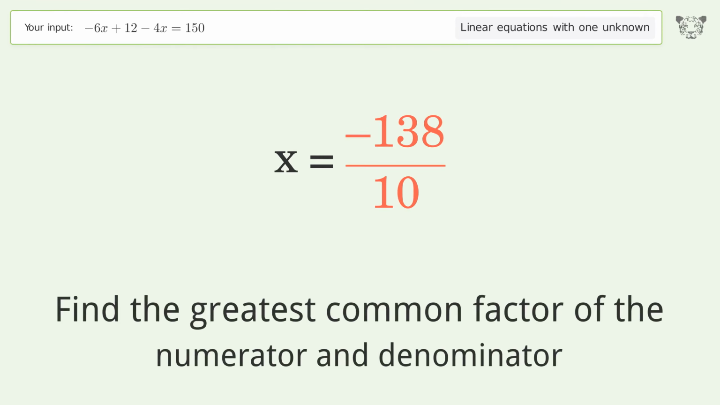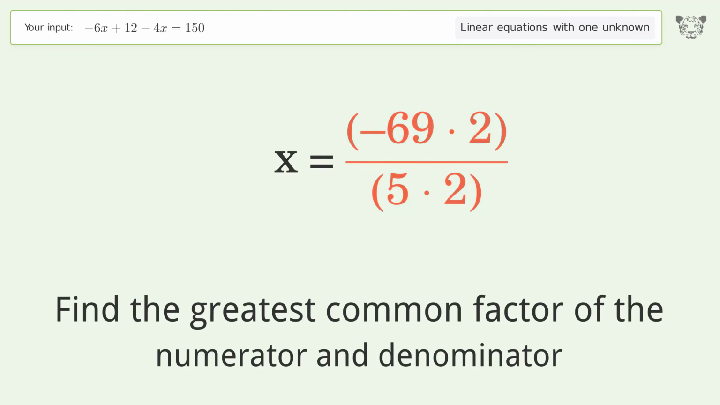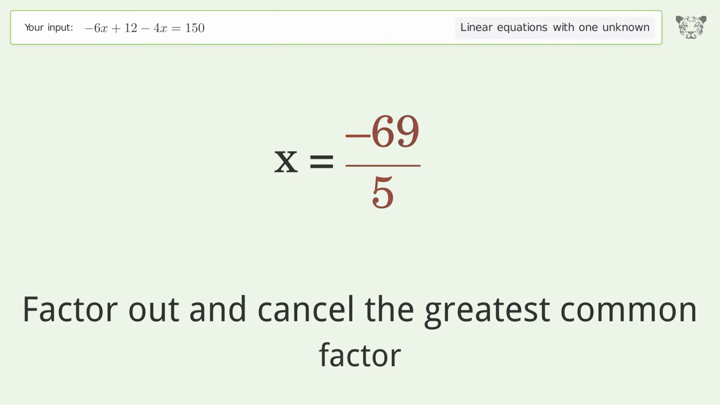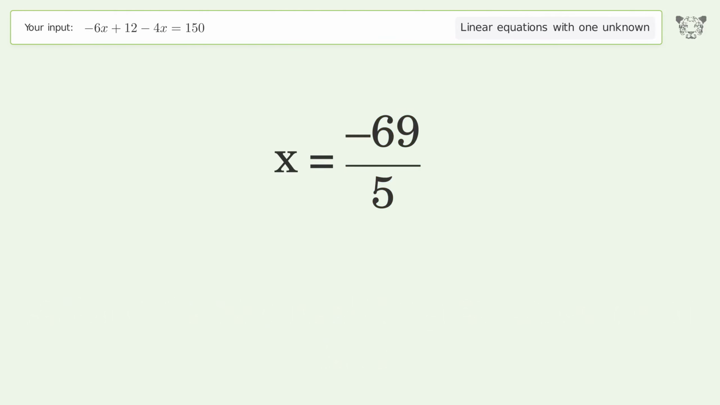Find the greatest common factor of the numerator and denominator. Factor out and cancel the greatest common factor. And so the final result is x equals -69/5.